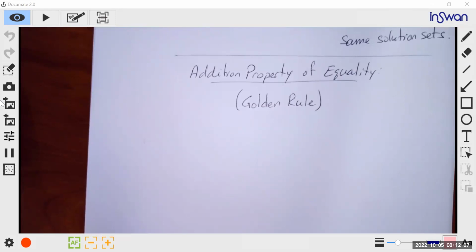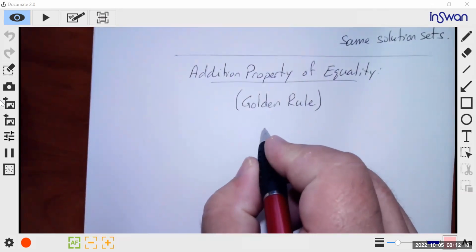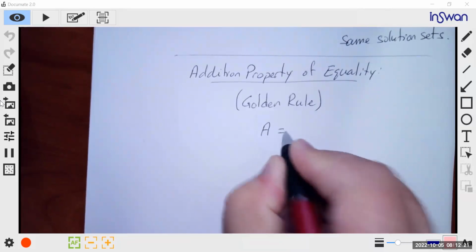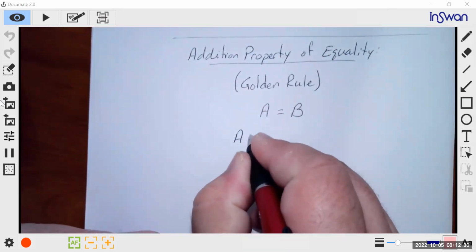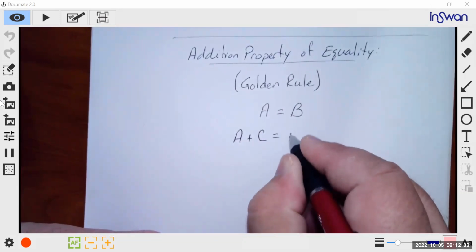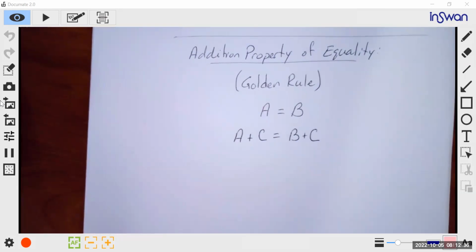Think of if you ever went to religious education. In mathematics, it's this. If A equals B, B can be any numbers. But if A equals B, then if I add a number to A, I have to add the same number to the other side. Whatever you do to one side, you have to do to the other. The golden rule is do unto others as you would have them do unto you.